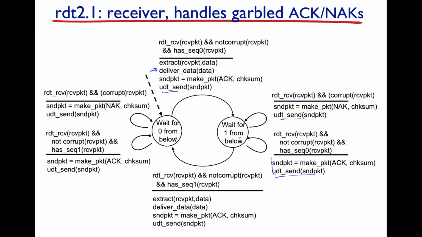Then you get the appropriate sequence number 1. So you do the receive, that's the event that occurs, it's not corrupt. The stored checksum and the calculated checksum are the same, and it has sequence number 1, which is appropriate. So then you extract, and the difference is here, you deliver this packet. Then you create the ACK with the appropriate checksum and send it back across the wire as feedback to the sender. Okay, and then this process continues.